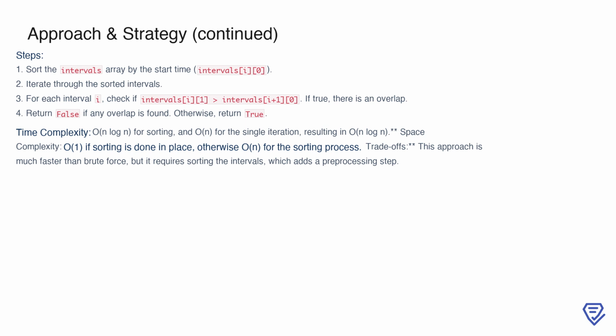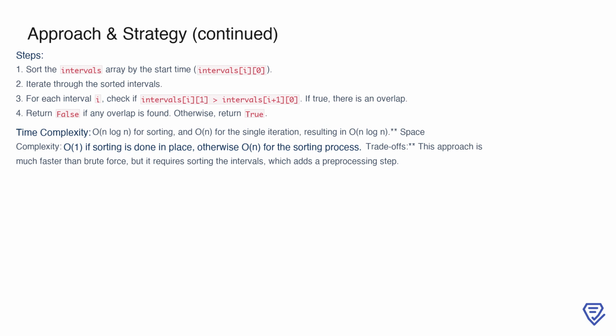If such an overlap is found, we return false. If no overlaps are detected after the iteration, we return true. This approach is much faster, as the sorting step takes O(n log n), and the subsequent single iteration takes O(n), resulting in an overall time complexity of O(n log n).